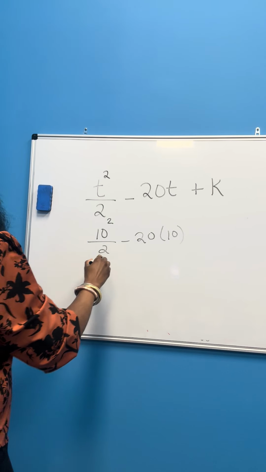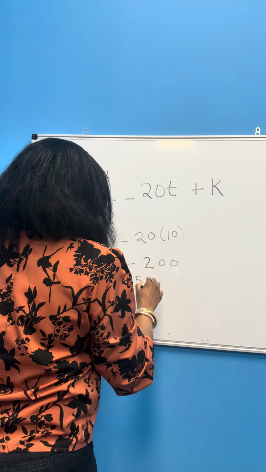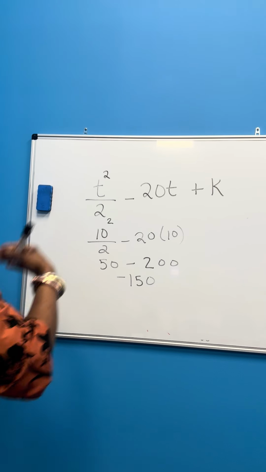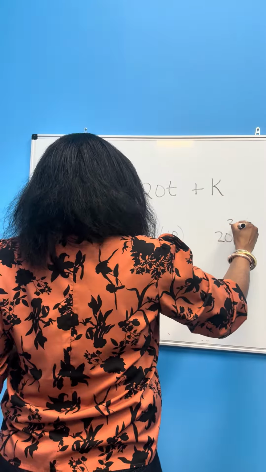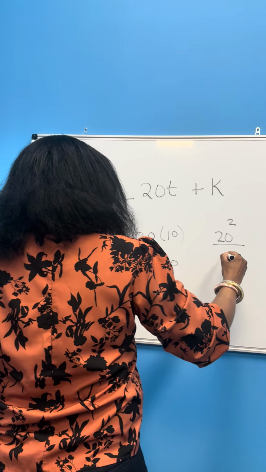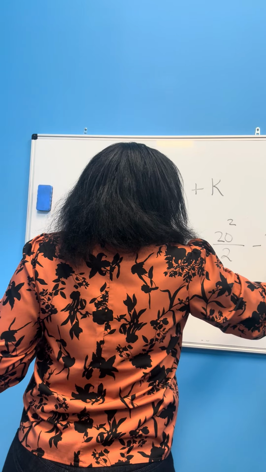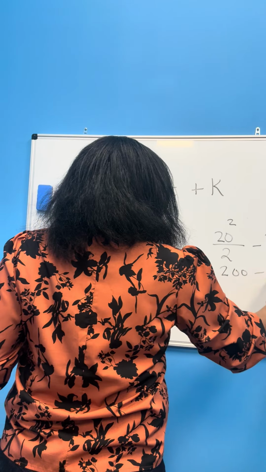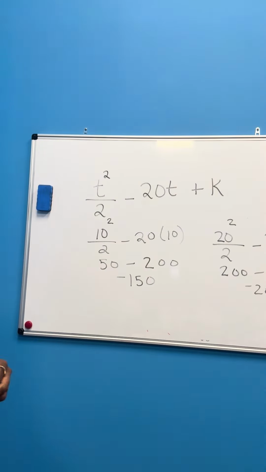When we do that, we get negative 150. Now, this is a multiple choice question, so there are other numbers, and we could plug in the first number: 20 to the second power over 2 minus 20 times 20. Choice A was 20, and when we did this, we got negative 200. Remember, we need that negative 150, so that didn't work.